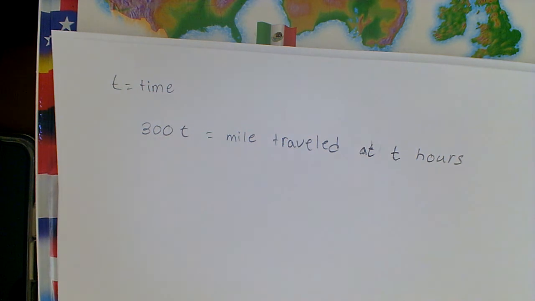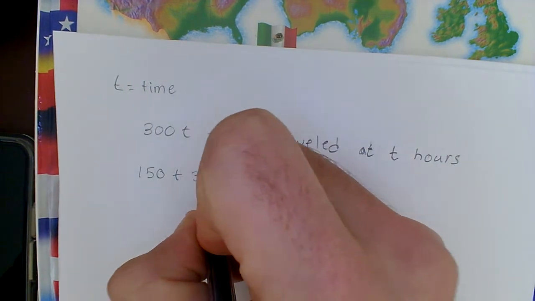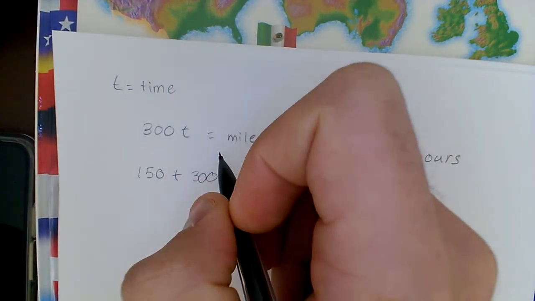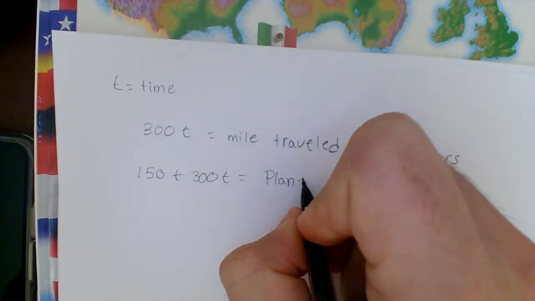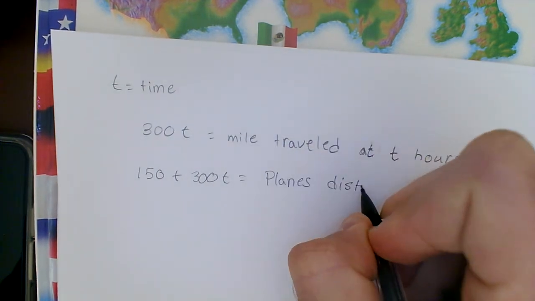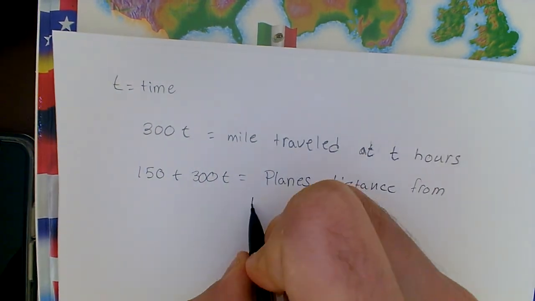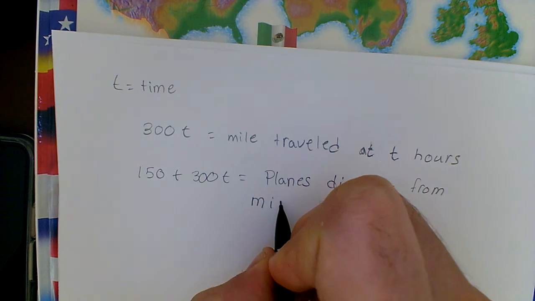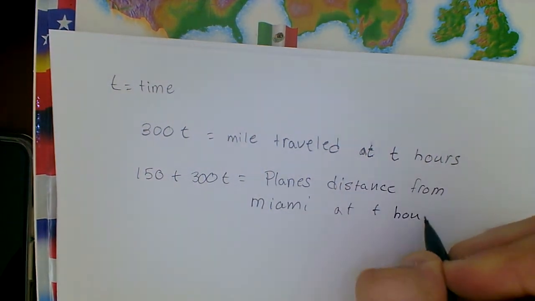Okay. They also told us though that the plane was already 150 miles along its path from Miami to Bermuda. So 150 plus 300t is the plane's distance from Miami at t hours.